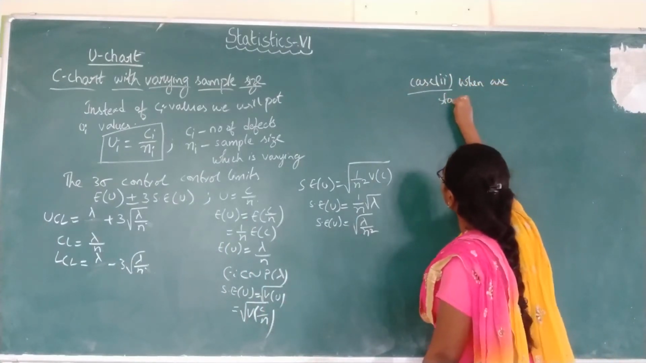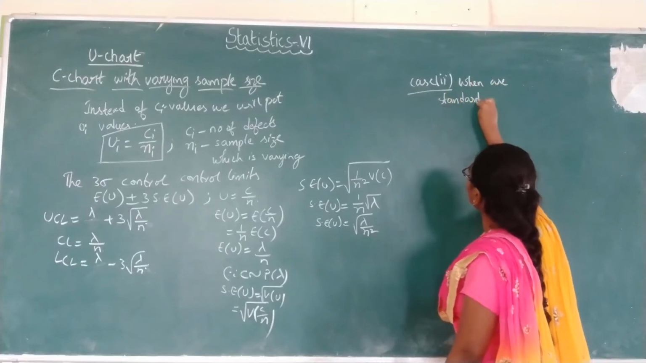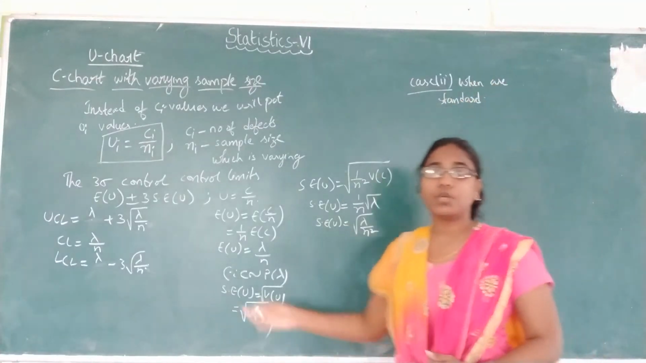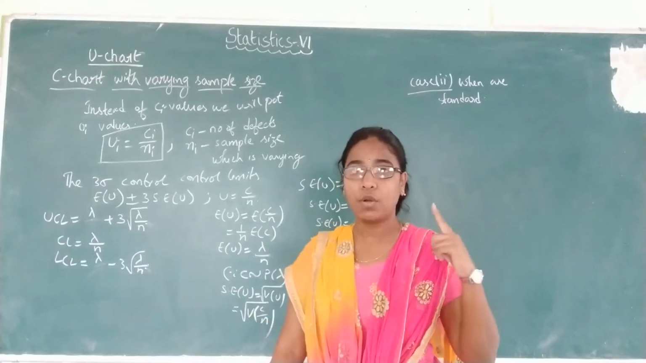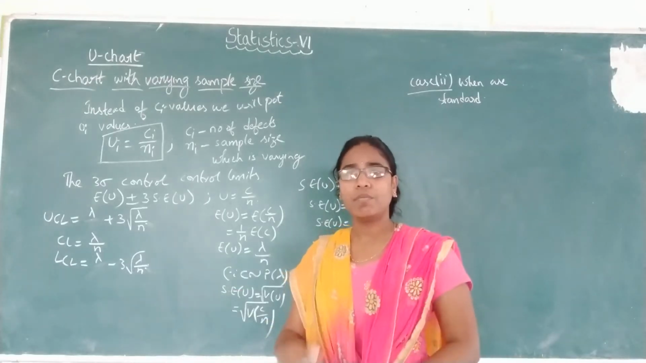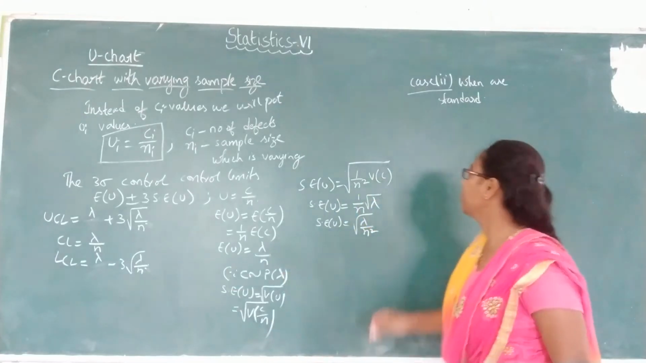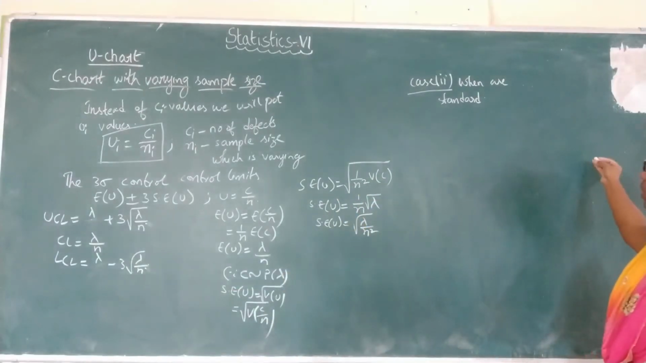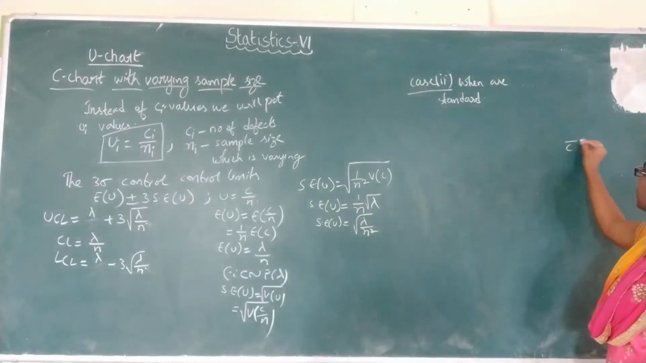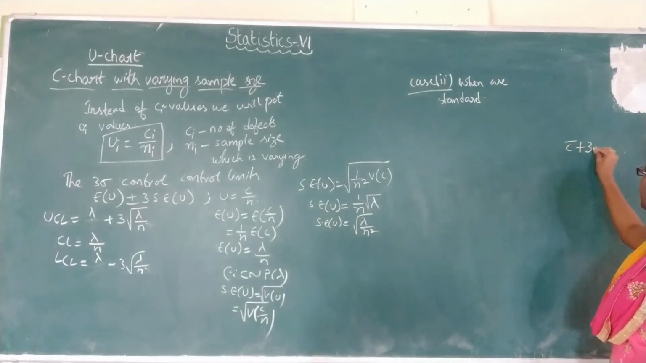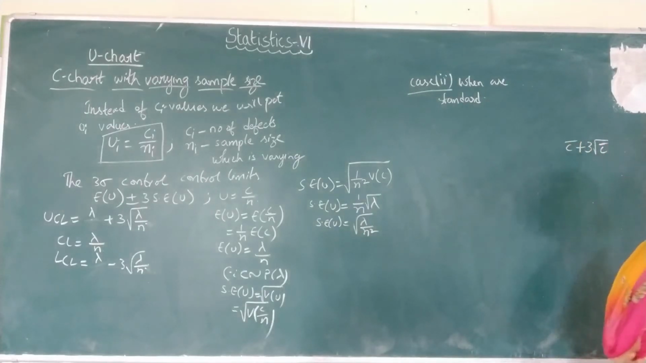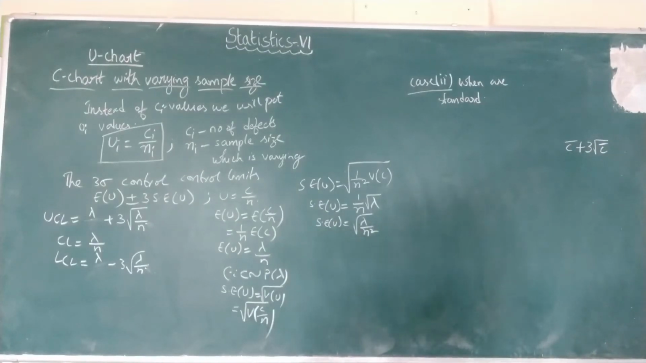So you consider the same control limits. Instead of doing this procedure, you can also consider the same control limits for the C chart. So in place of C, you write U, and that will be your U chart control limits. So what were our C chart control limits? C bar plus or minus 3 into under root C bar. Now instead of C bar, we are going to write U bar.